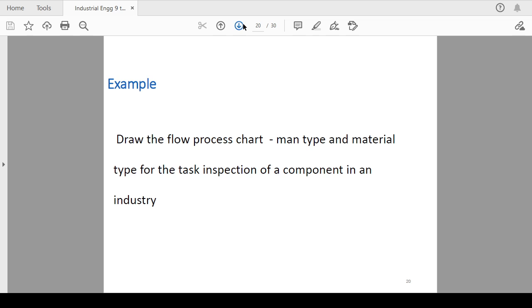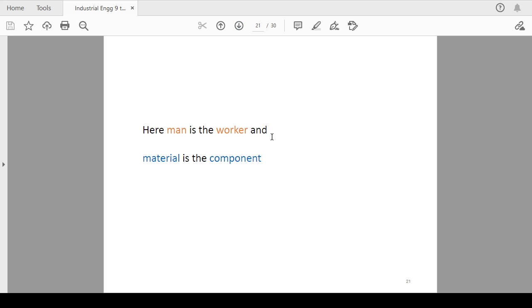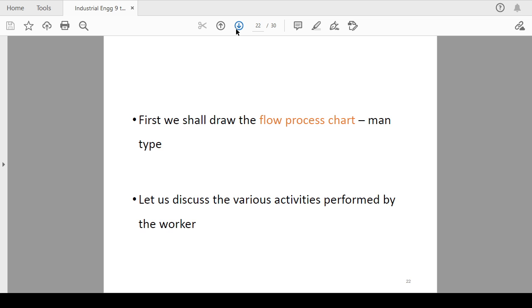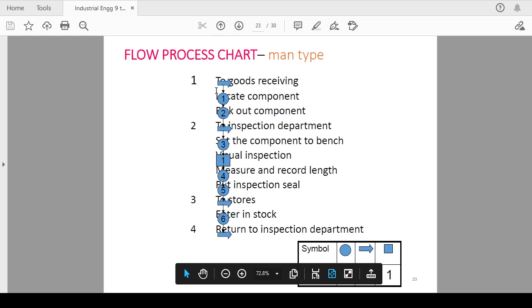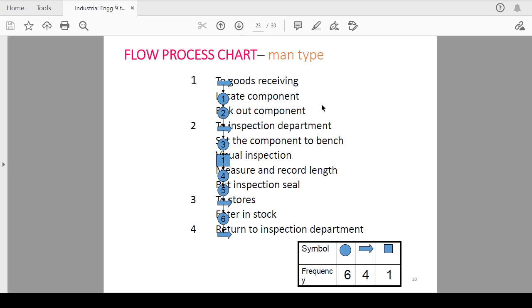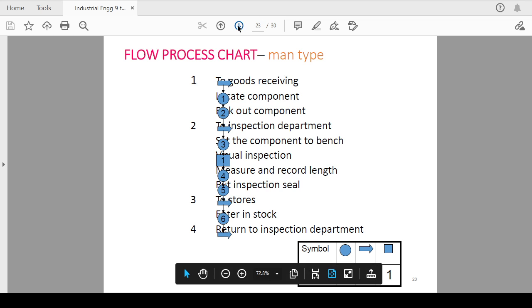Now draw the flow process chart of the man type and material type for the task of inspection of a component in an industry. Here the man is the worker and the material is the component. First we shall draw the flow process chart of the man type. Let's discuss the activities performed by the worker. These are activities like goods receiving, then inspecting the component, then racking out the component and so on. This is the man type.